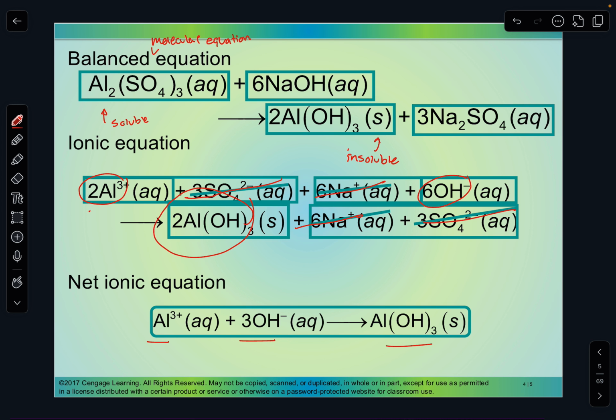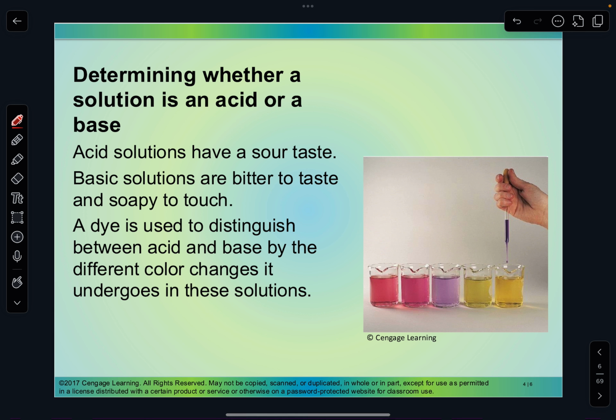And keep in mind, again, there's 2 aluminums here, but only 1 there. There's 6 OHs here, but only 3 here. We just divided everything by 2 because we needed the lowest numbers possible. Okay, so let's move on to acids and bases.